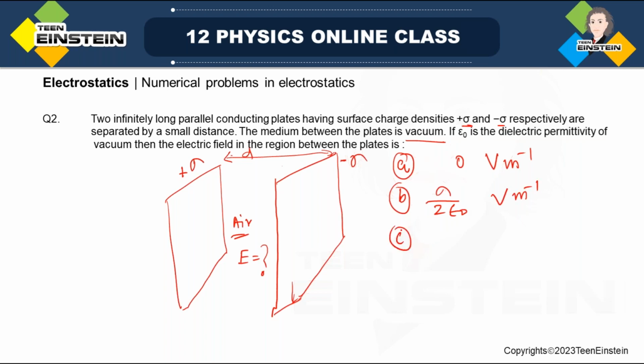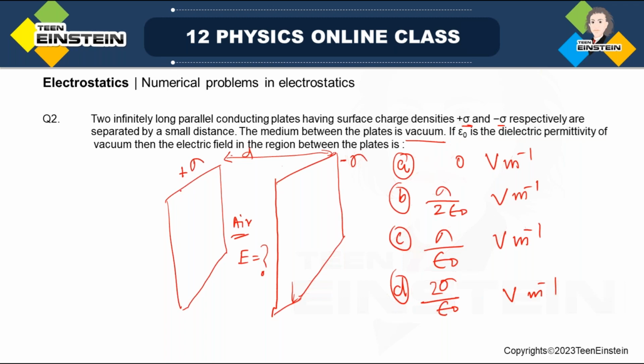And option C says sigma by epsilon 0 volt per meter. And option D says 2 sigma by epsilon 0 volt per meter. So these are the options for this question.